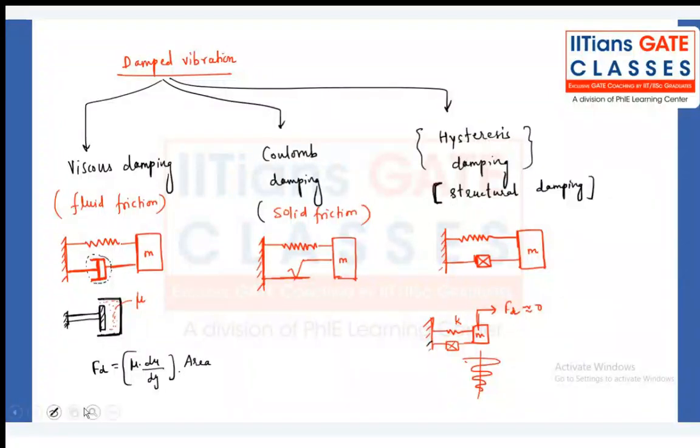Let's suppose we have a spring mass system. There is a spring and there is a what? Suppose we have this hysteresis damping. That is what the representation is. If I disturb the system from its equilibrium position, it will oscillate, but that oscillation will die out after some point of time.